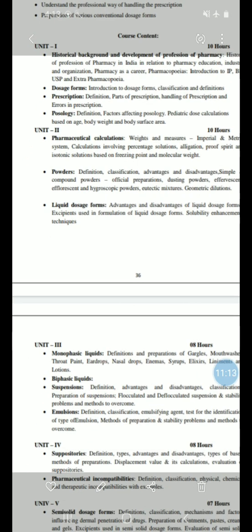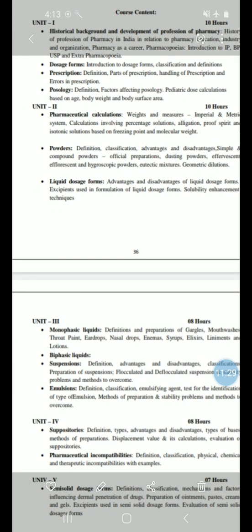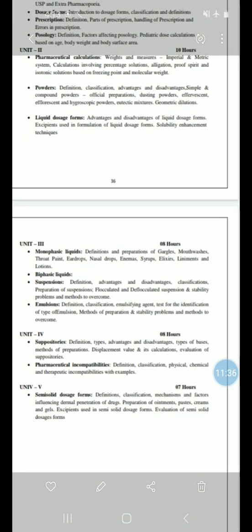In third point, in unit second, the liquid dosage form. In liquid dosage form, we will see the advantages of liquid dosage form, disadvantages of liquid dosage form, then various excipients which are used in liquid dosage form, and then also the solubility enhancement technique which are used in liquid dosage form. Then next, that is unit 3.